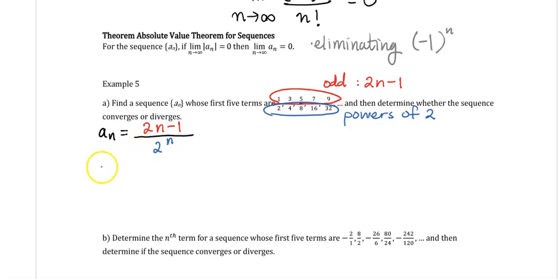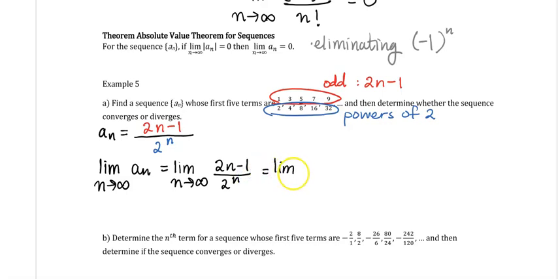If I want to know what the limit as n approaches infinity of a sub n is, let me not forget my limit. We have a theorem from earlier in this lesson that tells us we can consider the limit of the function 2x minus 1 over 2 to the x as x goes to infinity. L'Hopital's rule applies here because we do get an indeterminate form of infinity over infinity.